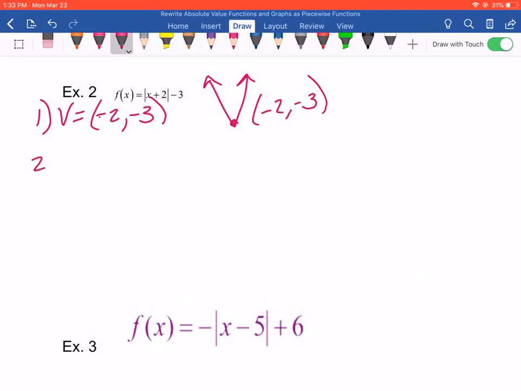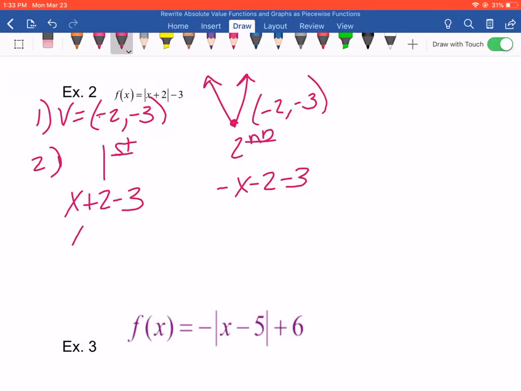Step number 2, I want to set up our 2 cases. So in the first case, what is inside our absolute value bars remains exactly like it is. So in this case, x +2, bring down your -3. In our second case, we want to go ahead and negate the signs of what is inside the absolute value bars. So we now have -x -2, bring down your -3. It still remains the same.